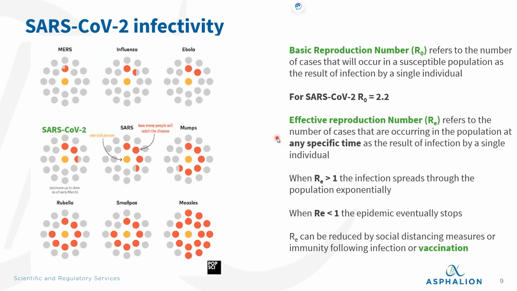The other important number is the effective reproduction number, and this refers to the number of cases that are occurring in the population at any specific time as the result of an infection by a single individual. When the effective reproduction number is greater than 1, the infection spreads through the population exponentially. When it is less than 1, the epidemic will eventually stop. So all the measures that are currently being taken by the authorities are aimed at eventually reducing the effective reproduction number to less than 1. The social distancing measures that governments have taken all around the world are really aimed at reaching this point. The effective reproduction number can also be reduced by the attainment of immunity in the susceptible population following infection or through vaccination.